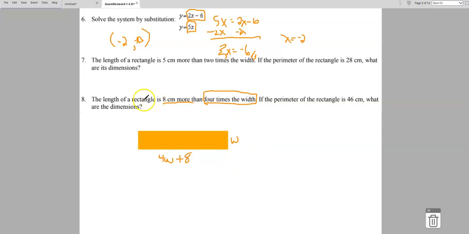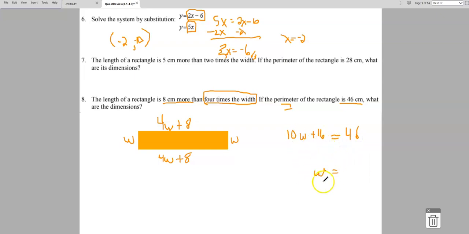Okay, now with that said, it says if the perimeter, and remember what perimeter means. Perimeter means you add up all 4 sides. Well, this is W, this is 4W plus 8, so you add up all 4 sides. So if you add up all 4 sides, you're going to get 10W plus 16. And then it says it equals 46. So then you just solve for W.